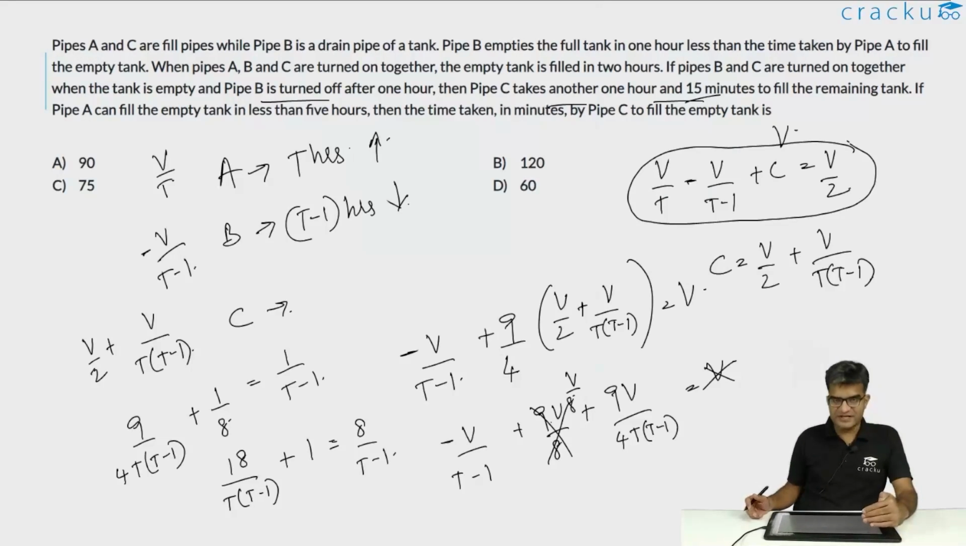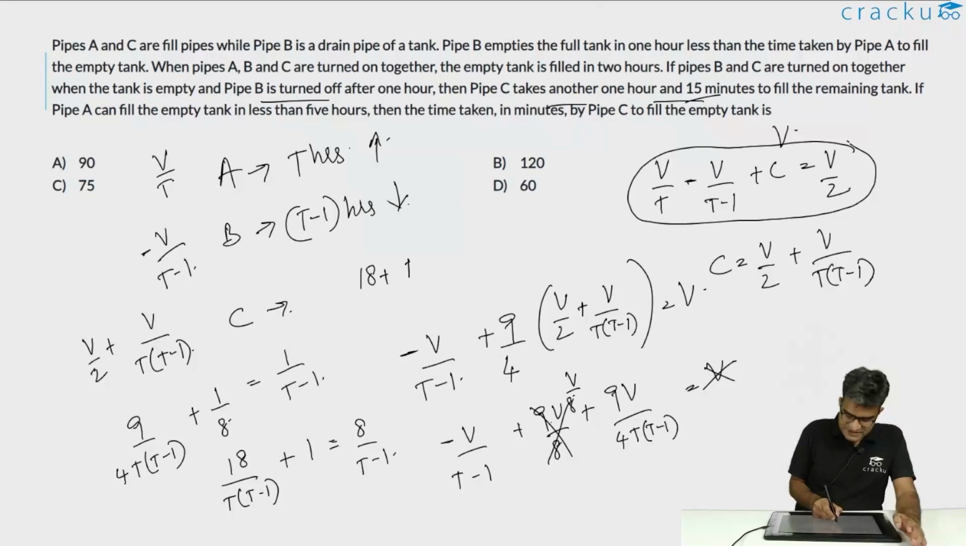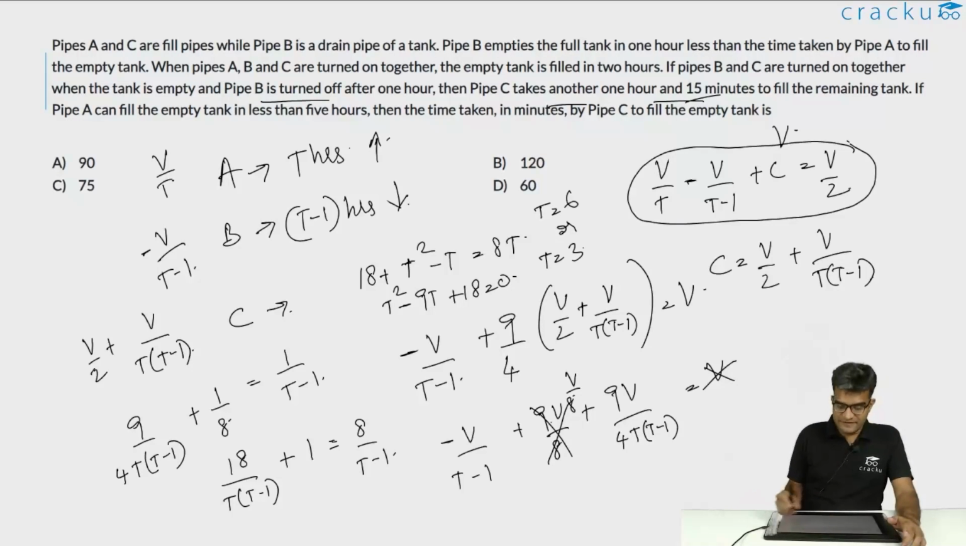Or we can now multiply the entire equation with T into T minus 1. So we are going to get 18 plus T square minus T is equal to 80, or T square minus 9T plus 18 is equal to 0. This can be factorized. The value of T is either 6 or T is equal to 3. We are told that the time taken by A to fill the empty tank is less than 5, so it cannot be 6. So the value of T is 3.